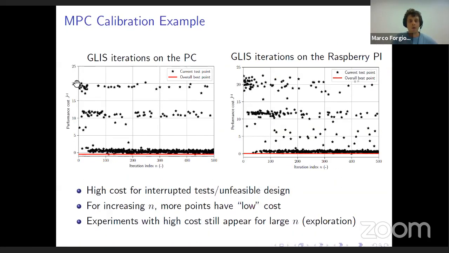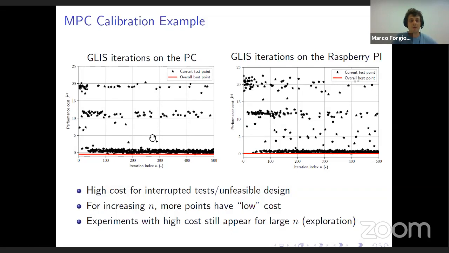We can also take a look at how the cost goes with the iterations. Initially, we have a very high cost, both on the PC and on the Raspberry Pi. This high cost is related to those initial exploratory tests. Then, after about 40 experiments, most of the configurations tested have a low cost, but still from time to time there are experiments that basically fail.